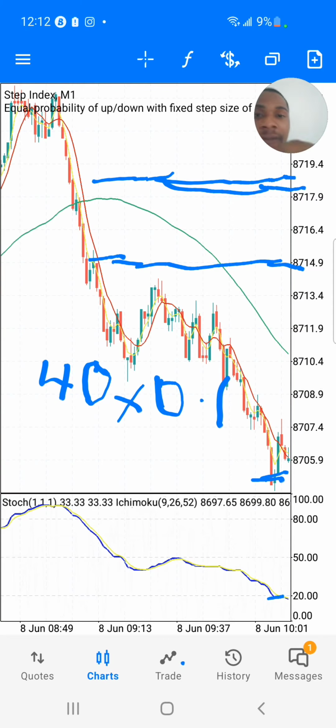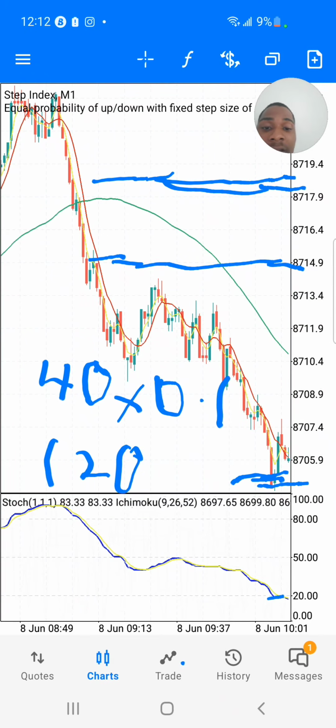So how much will I profit? Take profit area is at, let's say, 8703, right? So now we'll subtract 8703 from 8715. That is 12, right? So that simply means the same 0.1 lot size. Remember, in step index, we don't call it 12. We'll add 0 to it. It is now 120, right?